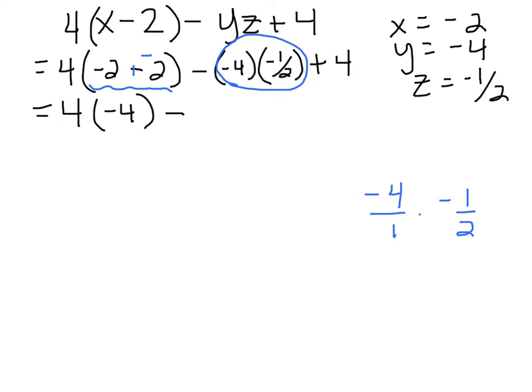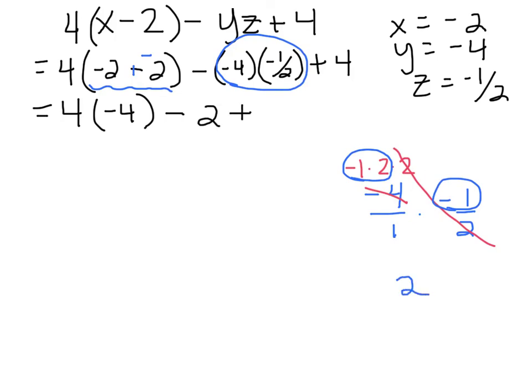We'll take everything to its primes. Negative 4 is really a negative 1 times a 2 times a 2. I can cancel out my 2's. And I'm left with a negative 1 times a 2, which is negative 2, times a negative 1, which is a positive 2, plus 4. Okay, and since now I still have some more multiplication to do.